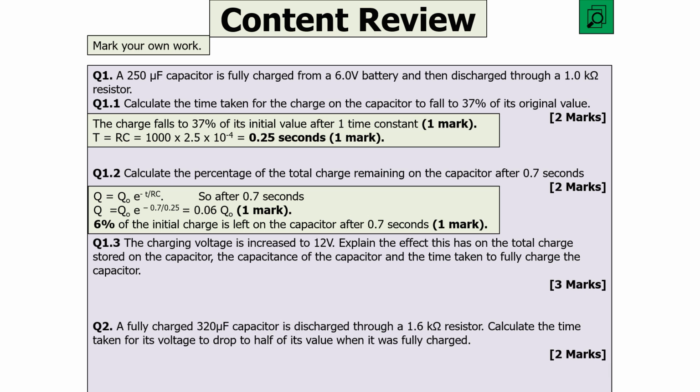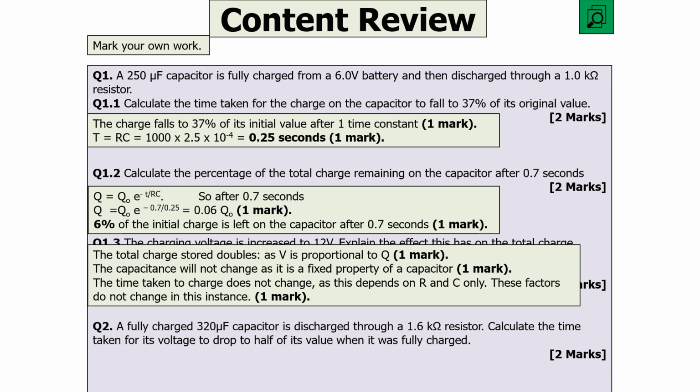So if you work it through, it's 6% of its initial charge left. Now this next one, you've got to think logically how it all works. So the total charge stored will double because we know V for a capacitor is proportional to Q. Now the capacitance is always a fixed property of a capacitor unless its dimensions change.